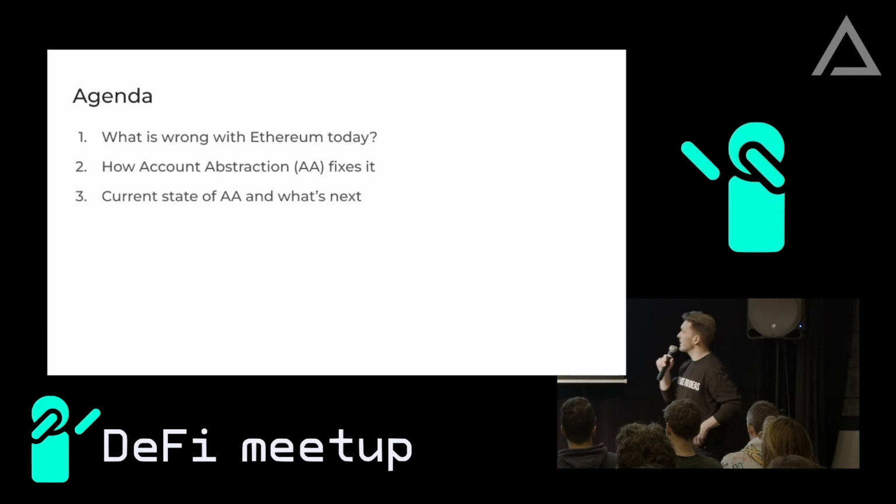So the talk is split into three parts. First, I'm going to talk about what's wrong with Ethereum today. This is going to be focused on Ethereum and the EVM, how account abstraction is fixing it, and what's the current state of account abstraction, and what's coming next.